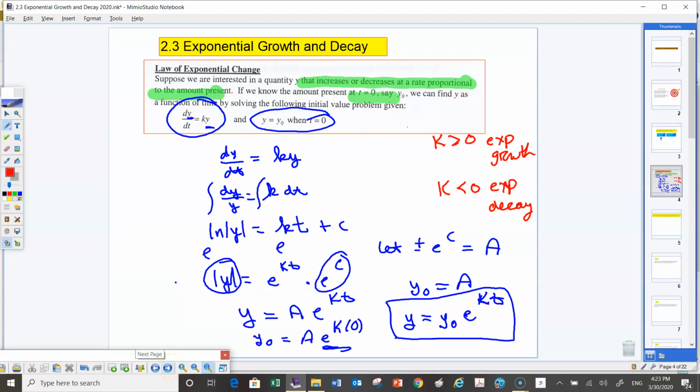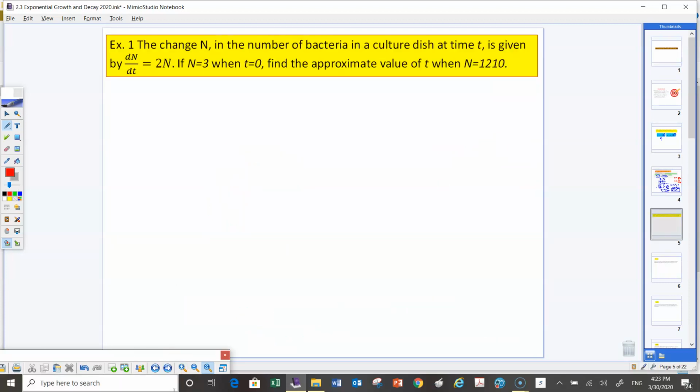Let's look at a few examples. The change in the number of bacteria in a cultured dish at time t is given by this differential equation. If n is equal to 3 when time is 0, find the approximate value of t when the total number of cells is 1210.